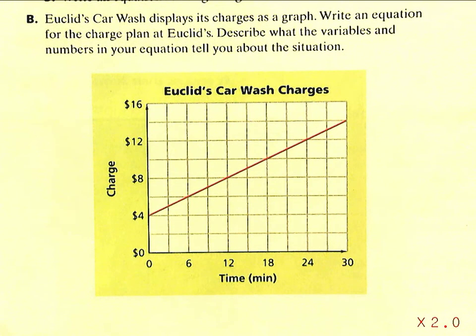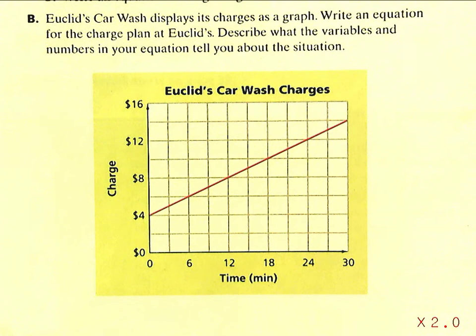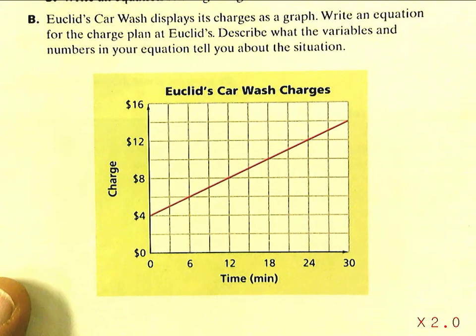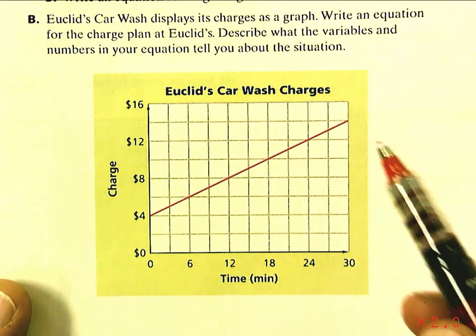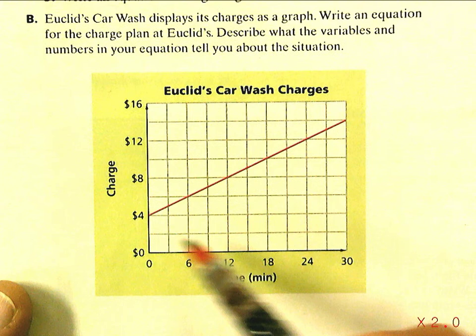So we're in Thinking with Math Models, Investigation 2, Problem 2.2, and we're on Part B in this video. In the previous part, we were looking at Squeaky Clean car wash charges. Now we're on to another car wash company called Euclid, and all we have is a graph. What we want to do is, again, describe what's going on here.